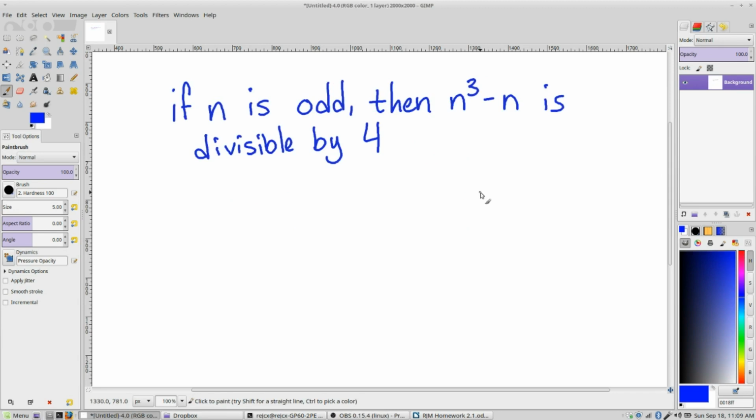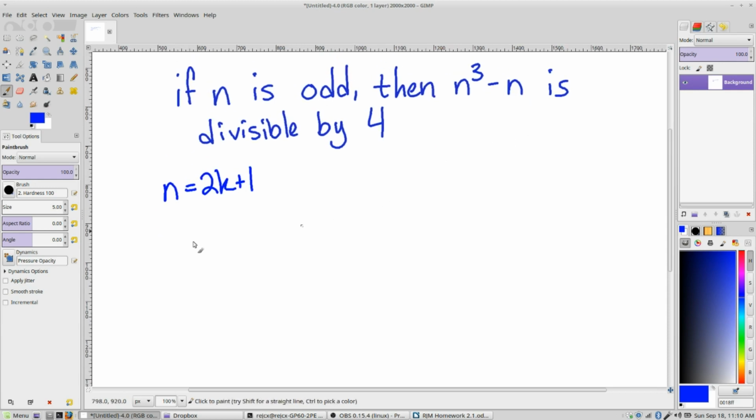And here we have, if n is odd, then n cubed minus n is divisible by 4. So we'll have two different ways of representing this. Let's say n is 2k plus 1, and we want the result to be 4 times some number, some L. So we just start off by saying n cubed minus n, so 2k plus 1 cubed minus 2k plus 1.